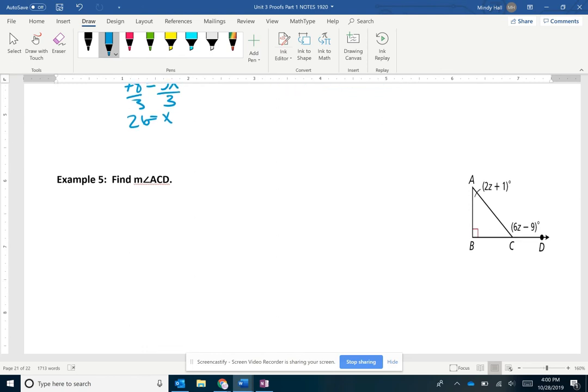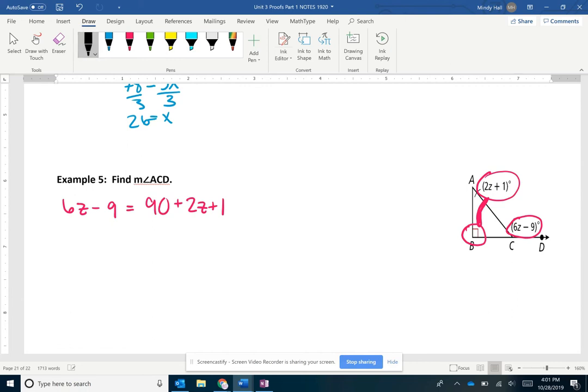So now I want to find the measure of angle ACD. Since my exterior angle is right here, that means my remote interior angles are my 90 degree and this angle over here. So I know that these two added together will equal my exterior angle. So I'm going to have 6z minus 90 equals 90 plus 2z plus 1.